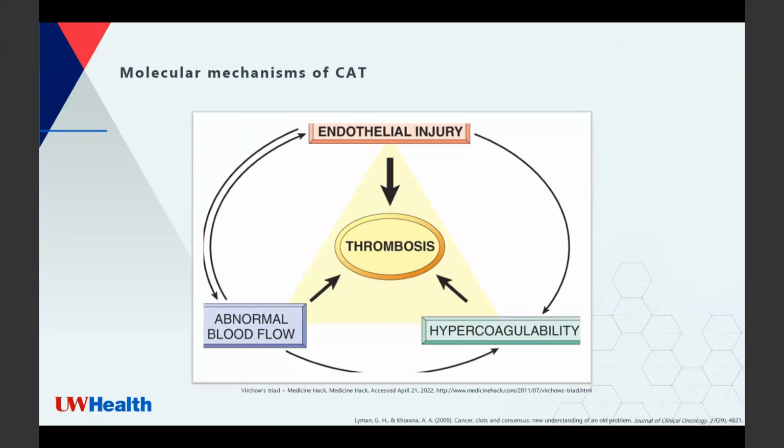This also includes injury to the vascular endothelium, which can occur from direct tumor invasion, chemotherapy, anti-angiogenic inhibitors, and also indwelling catheters. And these patients are also at a hypercoagulable state due to tumors and macrophages producing procoagulants and inflammatory cytokines, as well as the use of erythropoietin stimulating agents. And I'll talk about those mechanisms in a little bit more detail on the next slide.